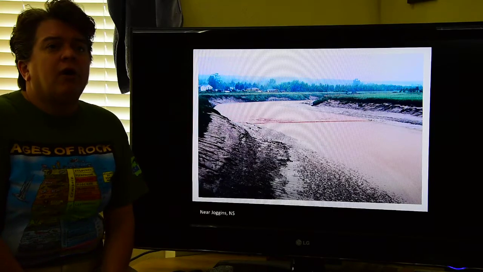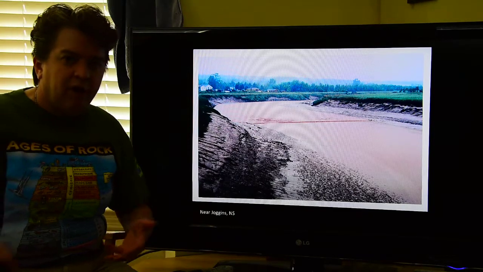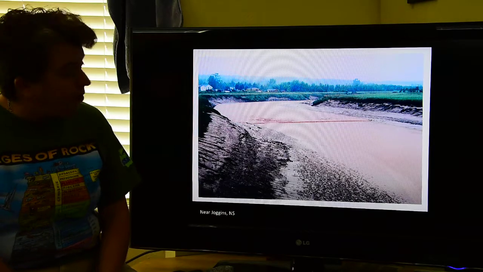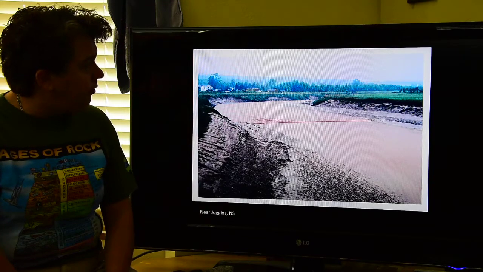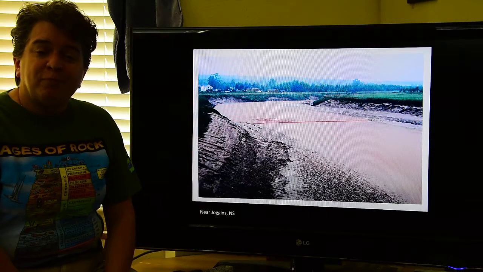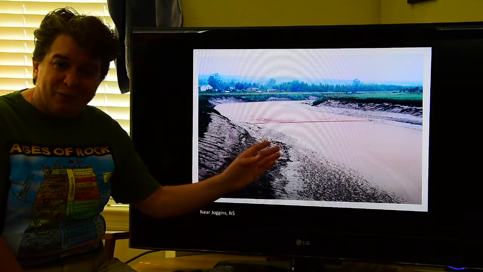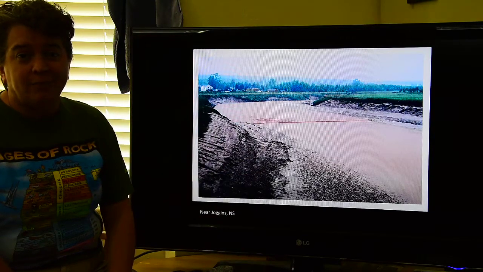Sometimes you hear people talk about tidal waves, and this occurs when the tide is rising. And this is a tidal wave at the Bay of Fundy. It doesn't look like much. Again, some places have ones that are much more impressive than this. But most of the time they just look like that.